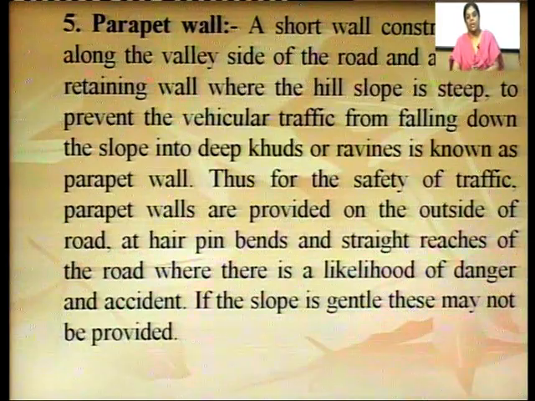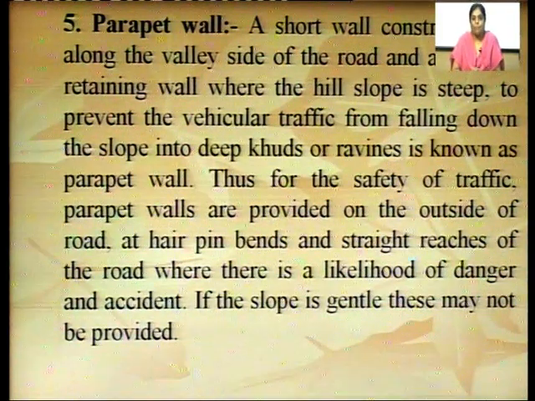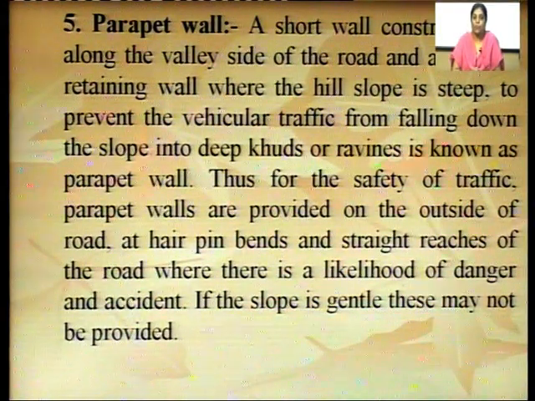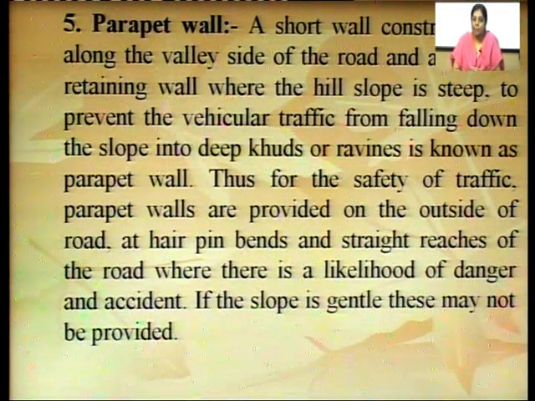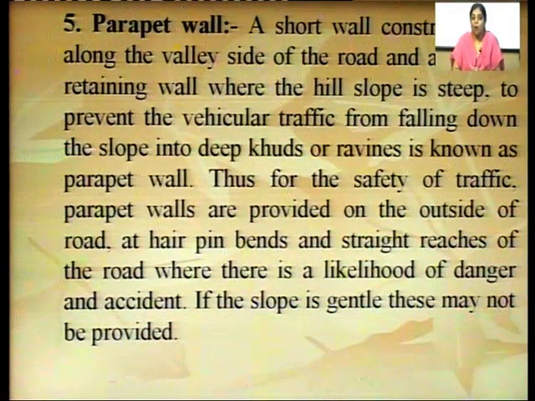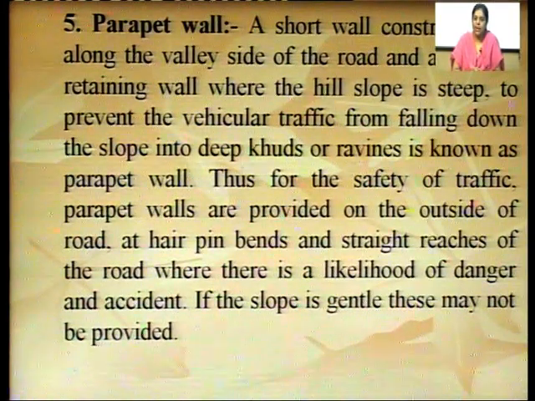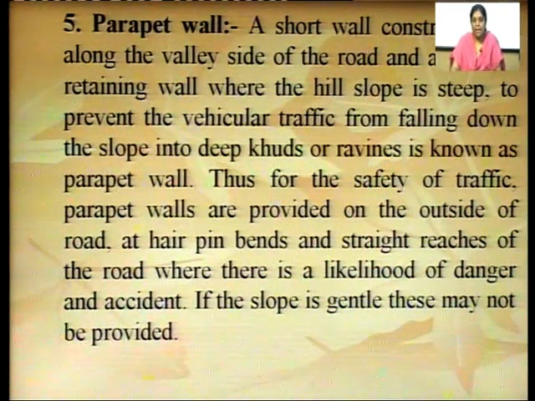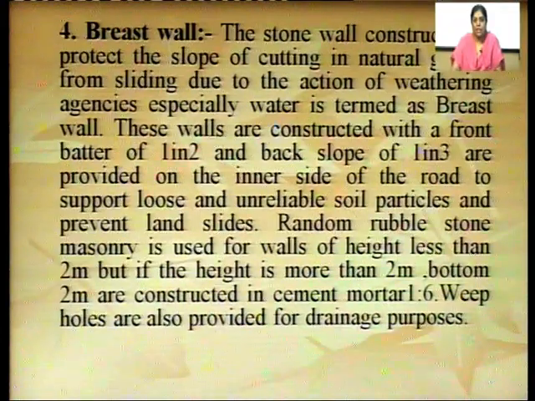Thus, for the safety of the traffic, parapet walls are provided on the outside of the road at hairpin bends and straight reaches of the roads where there is a likelihood of danger and accident. If the slope is gentle, these may not be provided. So, basically parapet walls are meant for the safety of the vehicular traffic.